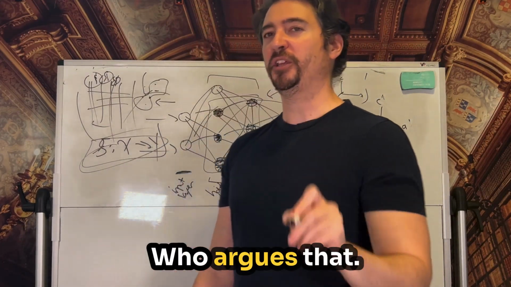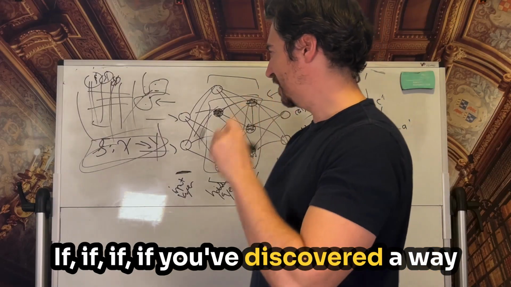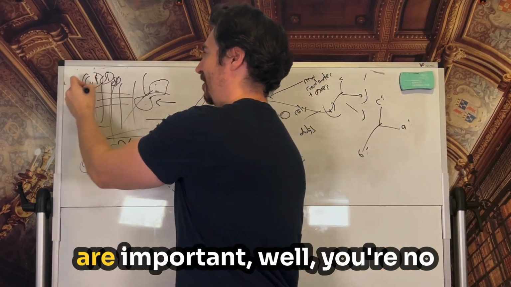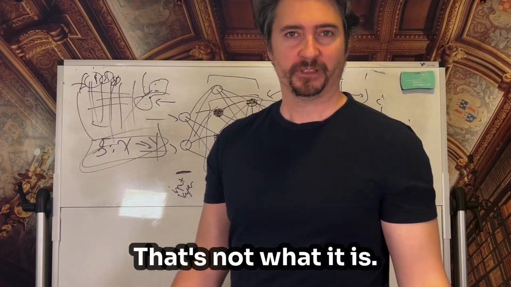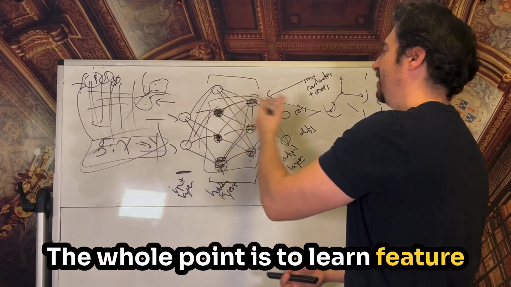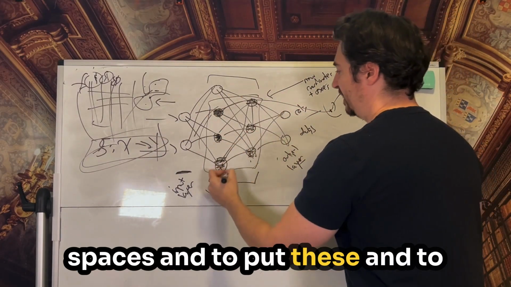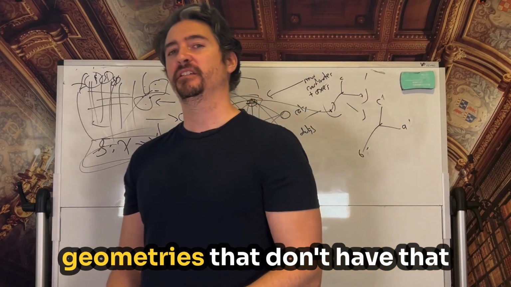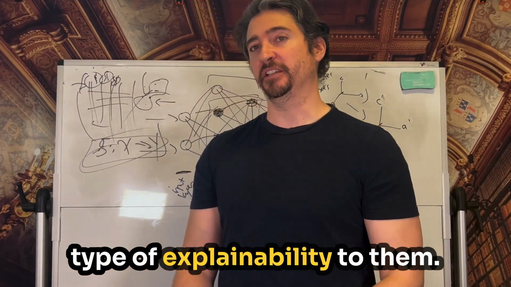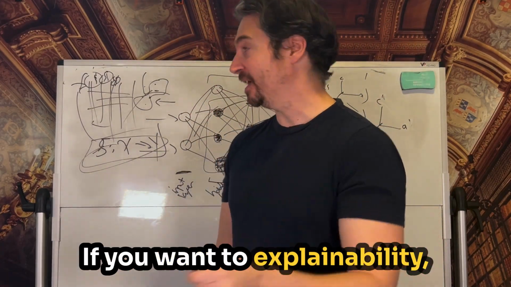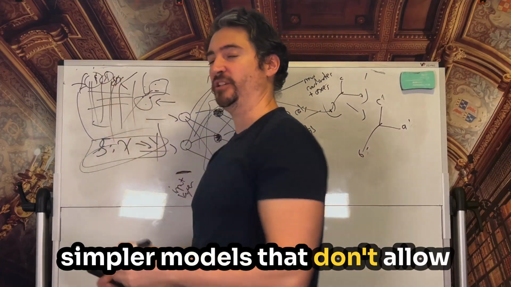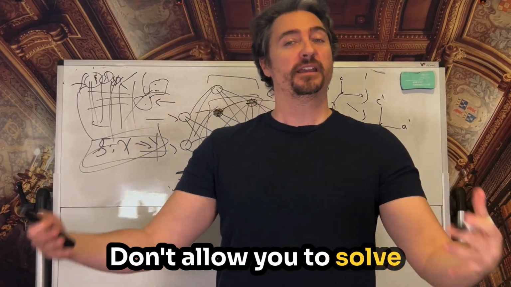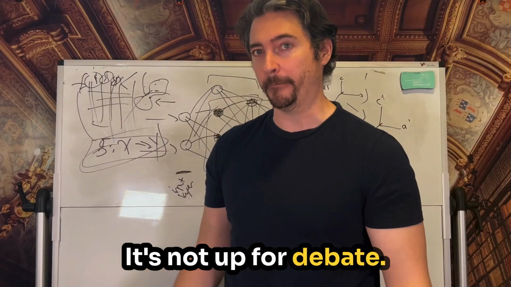Okay, I don't care who argues that. If you've discovered a way to get this to tell you what bumps into what and what features are important, well, you're no longer doing deep learning. That's not what it is. The whole point is to learn feature spaces and to recast the data into brand new geometries that don't have that type of explainability to them. If you want explainability, you're going to have to go back to simpler models that don't allow you to predict faces, don't allow you to do things in medicine, don't allow you to solve categorically hard problems. It's not up for debate.